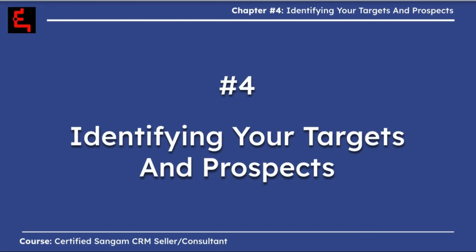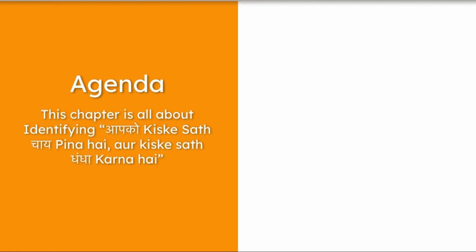Welcome to chapter number 4, which is identifying your prospects and targets. That means those people who may need the CRM or those who may purchase the CRM from you. Many times we invest our time in such persons who probably never needed a CRM, and it can be very frustrating. So, in this chapter, we will learn with which customers we are going to have only tea and with whom we are going to do business.